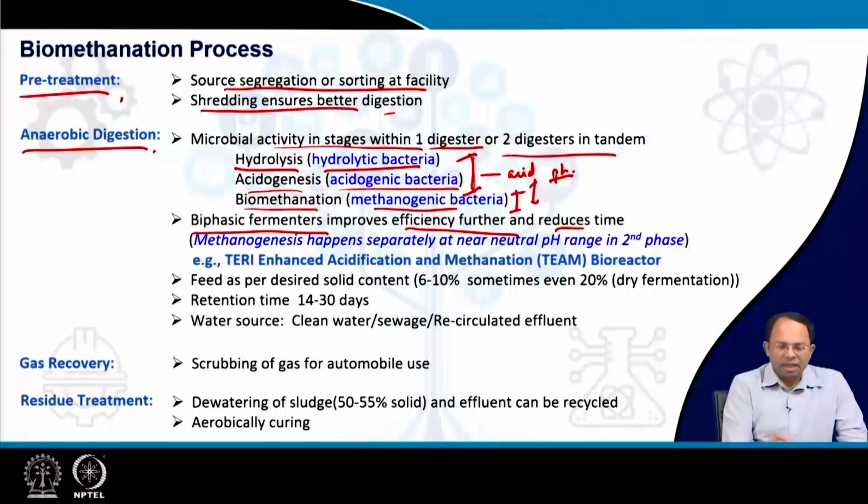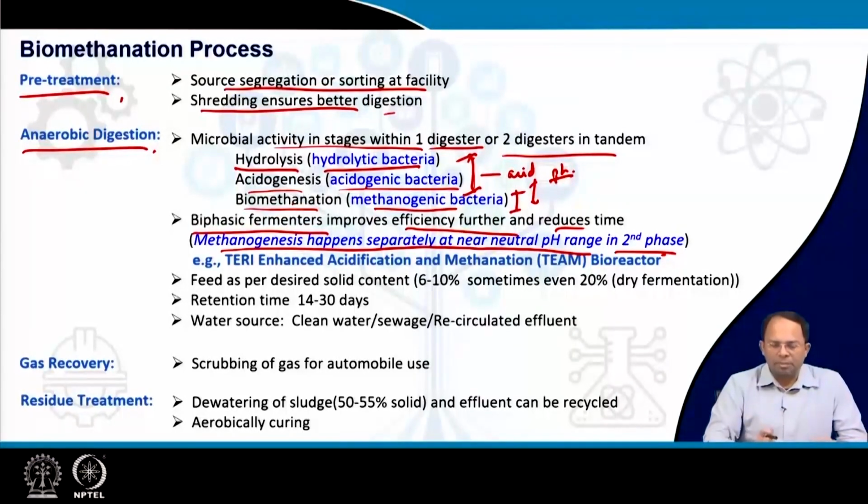So that means here methanogenesis happens separately at near neutral pH range in the second phase. So it's a biphasic one. So in the first phase we do acidogenesis and hydrolysis. In the second phase we do biomethanation, in two separate chambers. So TERI has designed a TERI enhanced acidification and methanation bioreactor, which has this biphasic design.